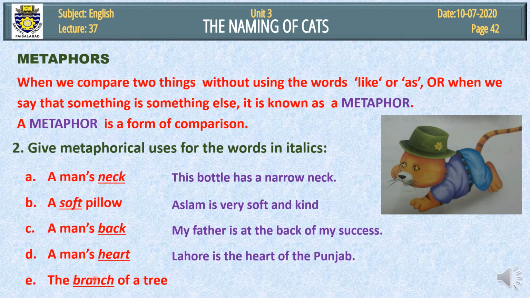E. The branch of a tree. This is the literal meaning. ये उसका असल मतलब है, उसका book meaning है. अब देखते हैं इसका metaphorical meaning. The bank has opened a new branch in the city. Here branch has been used metaphorically.